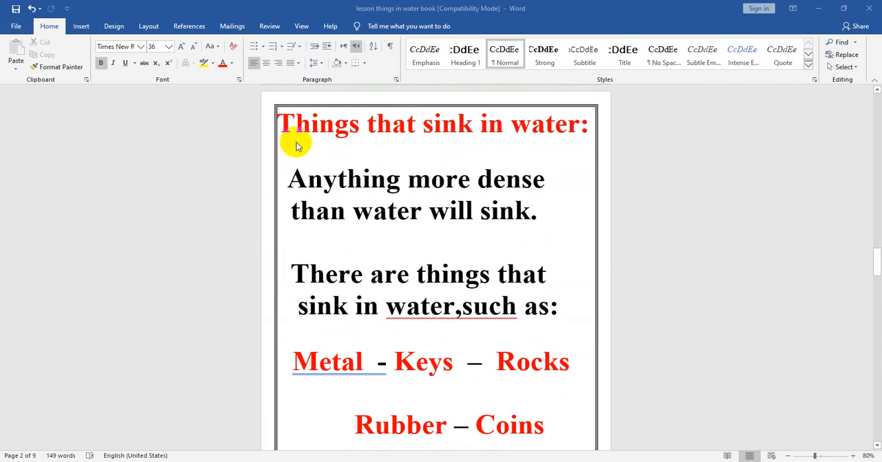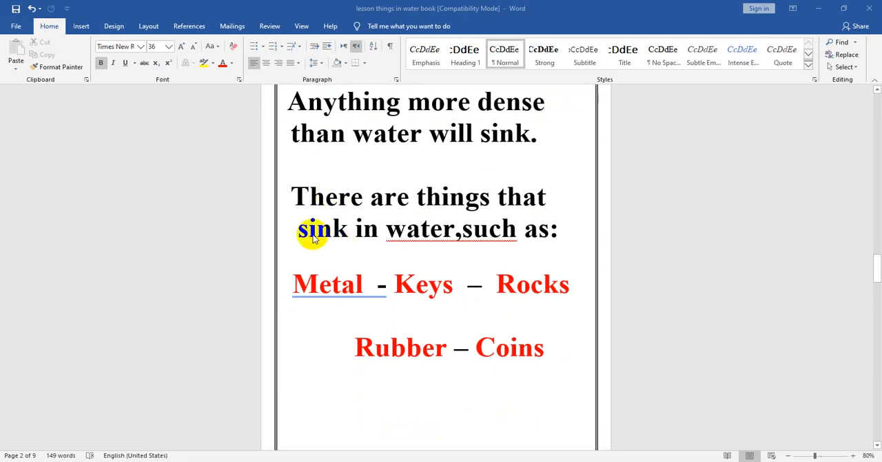What about things that sink in water? We said that anything less dense than water will float. And here, anything more dense than water will sink. There are things that sink in water, such as metal, keys, rocks, rubber, and coins.